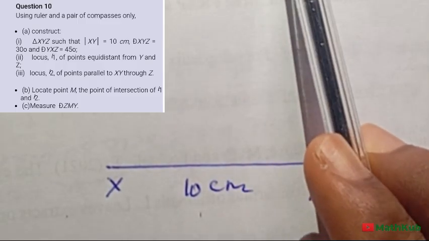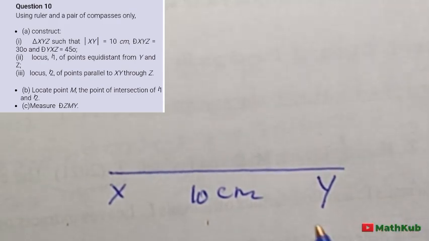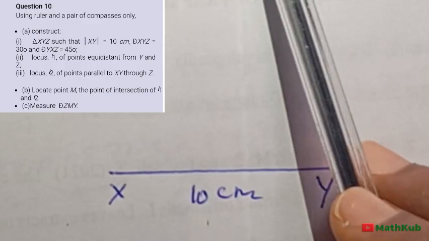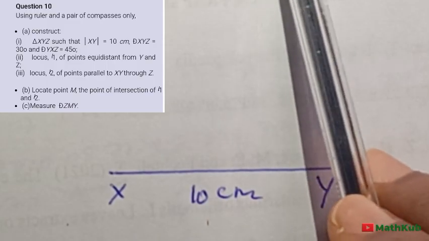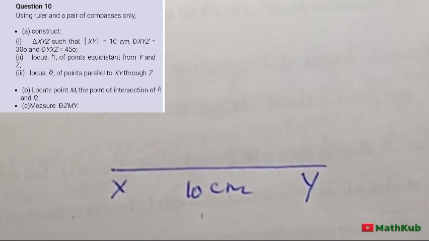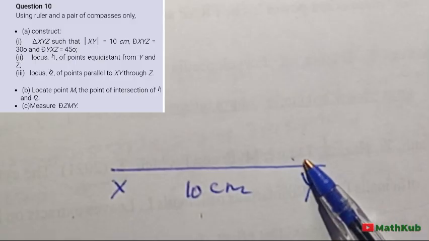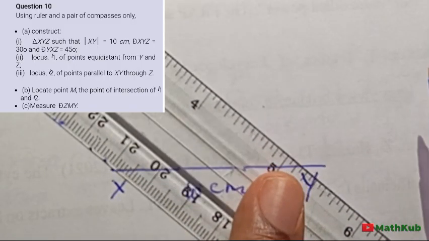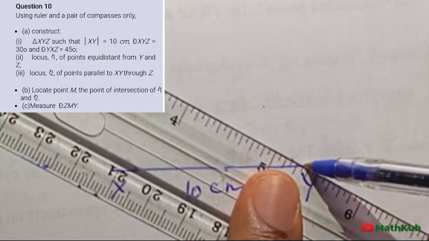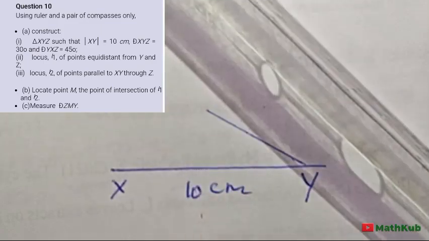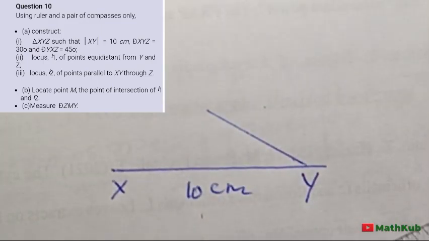The next one says angle XYZ equals 30 degrees. Note, we are talking about this particular angle. You consider the letter at the center, the middle letter, so the angle will be positioned here. So now you construct 30 degrees here. To construct 30 degrees, you bisect 60 to get 30 degrees.